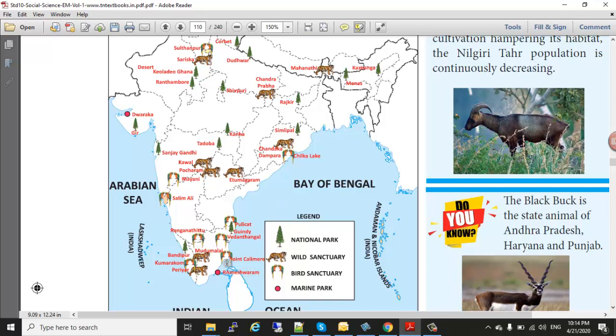Okay, so these are the very important ones. Gindi, Vedanangal, Puliket, I think you can mark those. And yes, so these are the very important national parks. You remember that these four are very important: Kaziranga, Manas, Corbett, and Gir.